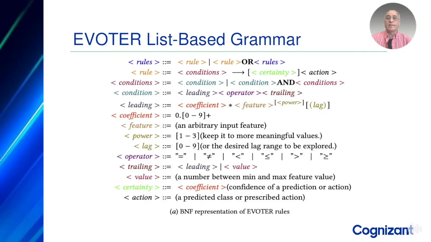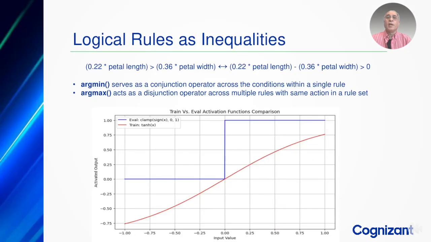Here's a quick glance at EVOTER's flat list-based grammar. Rules are expressed plainly. If conditions hold, the actions follow. Conditions can involve coefficients, comparisons, exponents, and time lags. The structure makes models not just interpretable, but also straightforward for experts to verify and refine.